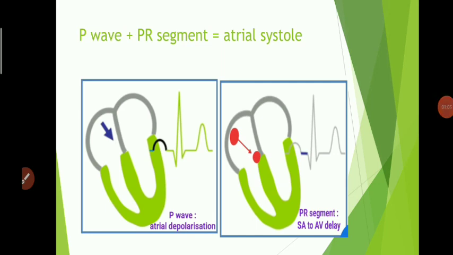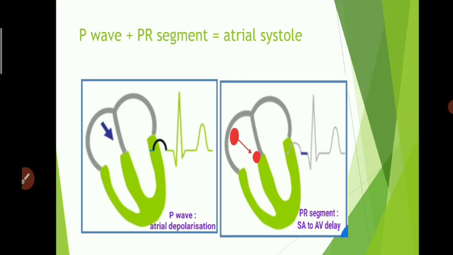Following the P wave is a short segment known as the PR segment. This PR segment represents the delay between the depolarization of the SA node and the AV node. The wave takes quite a few milliseconds to travel and reach the AV node. Therefore, the AV node is depolarized after a few milliseconds.